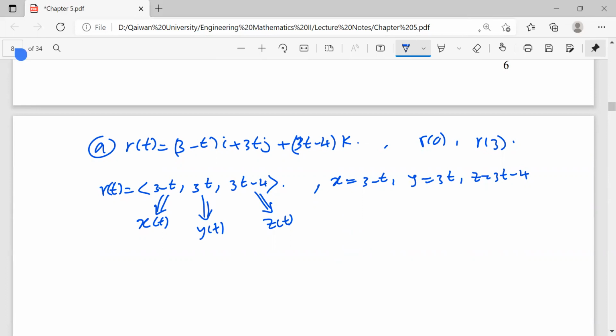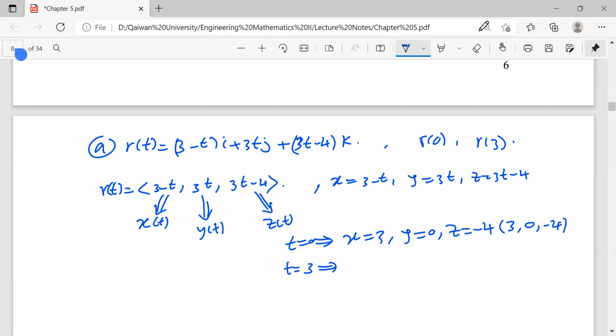For t equal to 0, x is 3, y is 0, and z is -4. So the point is 3, 0, and -4. This is a point on the straight line. And t, let's say, could be 4, or 5, or any value. Here we choose t to be, let's say, 3.